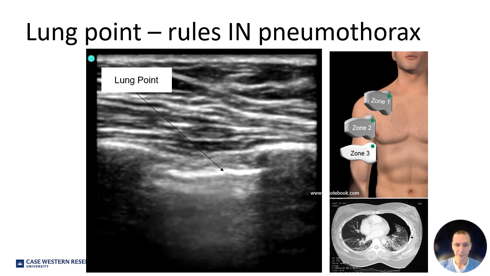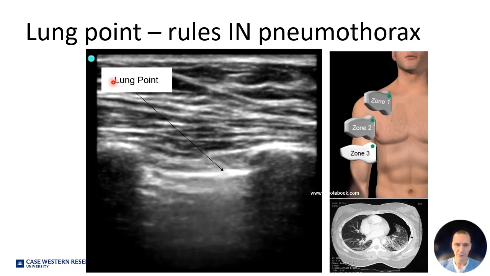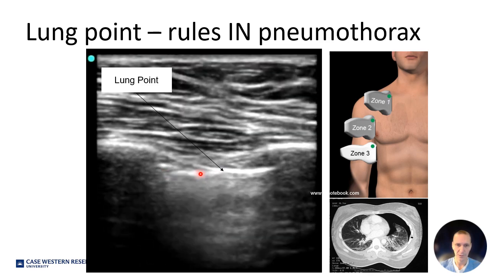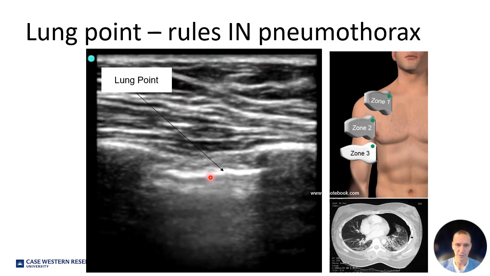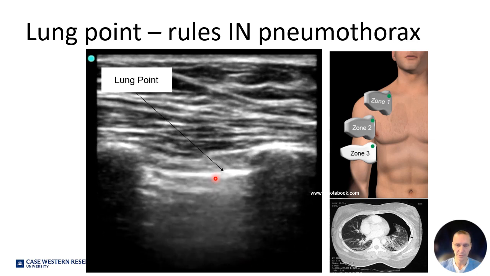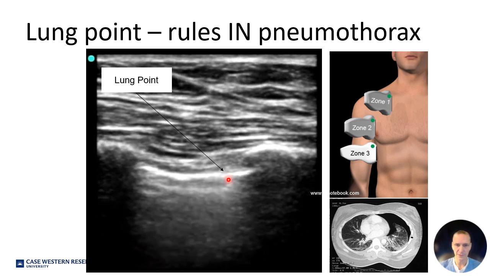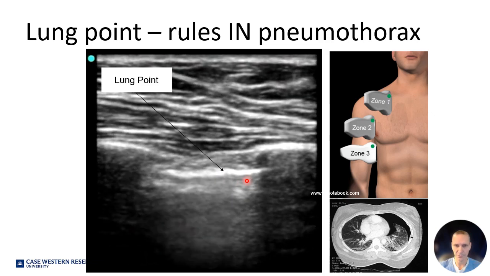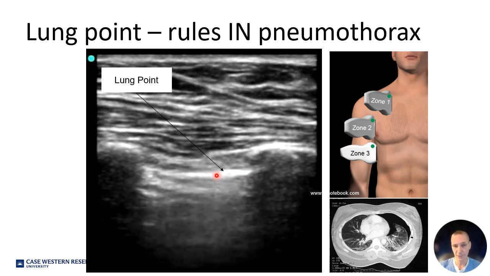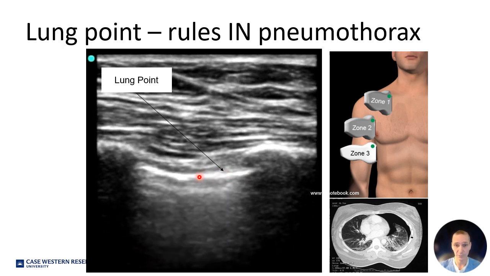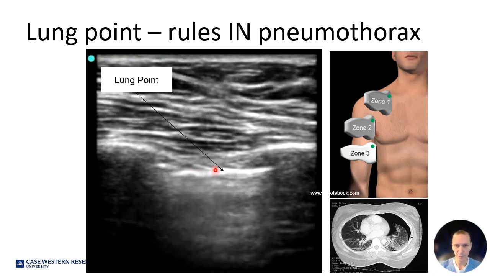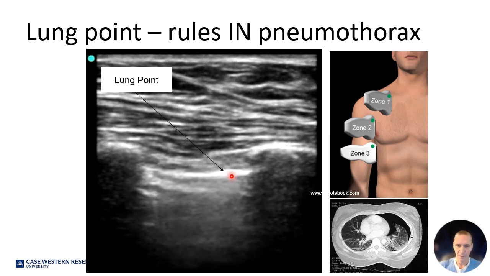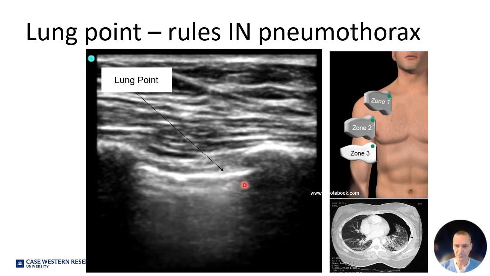So the way to rule in pneumothorax is you may hear a term called lung point. So here is lung point, and what you're seeing is the lung is moving here, and then at some point there's a pneumothorax. So air separates the parietal and visceral pleura here. So this is actually suggestive of, or can rule in, a pneumothorax. I would not spend time looking for lung point. That just delays definitive care.